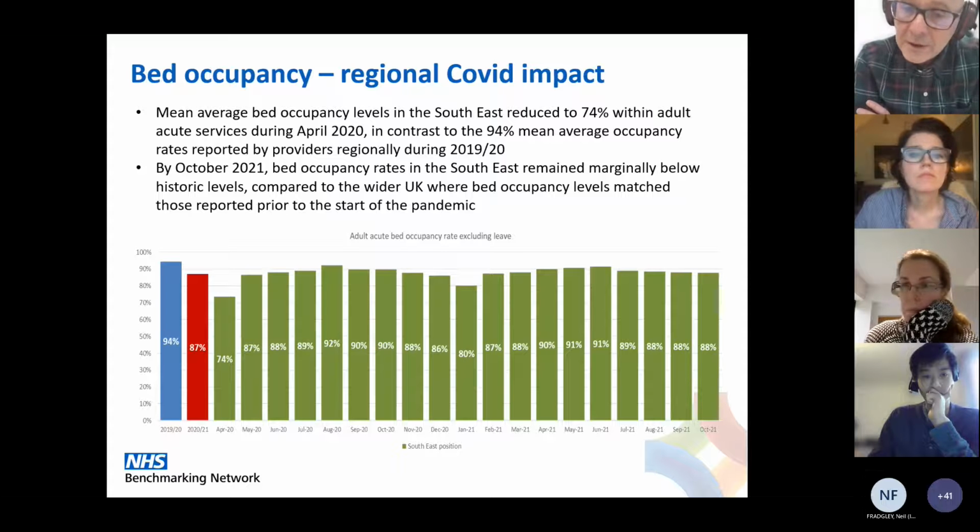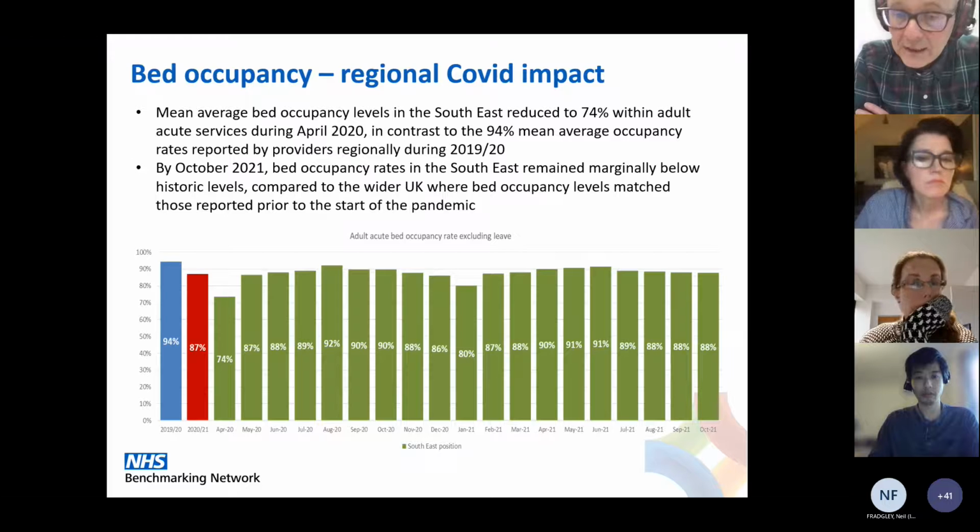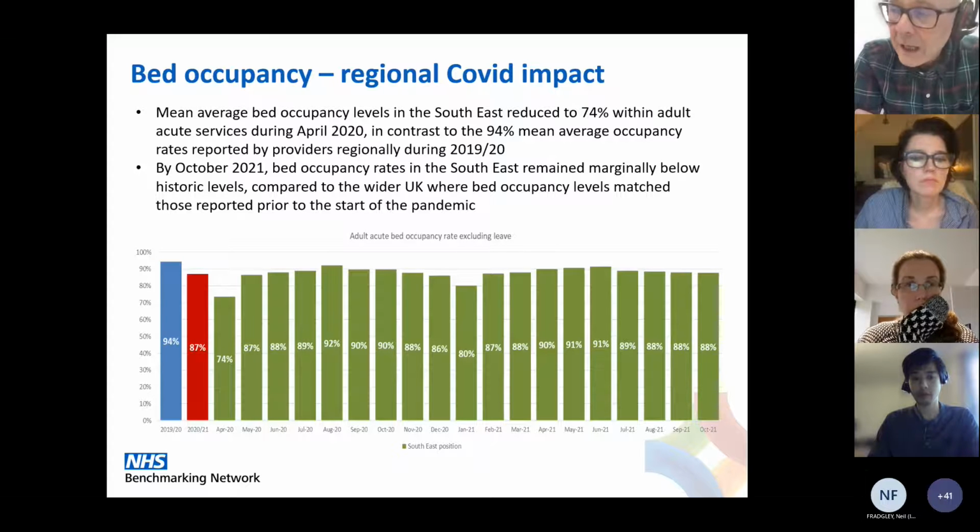But we seem to have this position which has stabilized now, in the high 80s, 88, 89, maybe some months 90. So it's really encouraging to us that the overall occupancy has fallen by about 5% for the region. So it's obviously intriguing to see what the use of out-of-area placements has been in association with that.